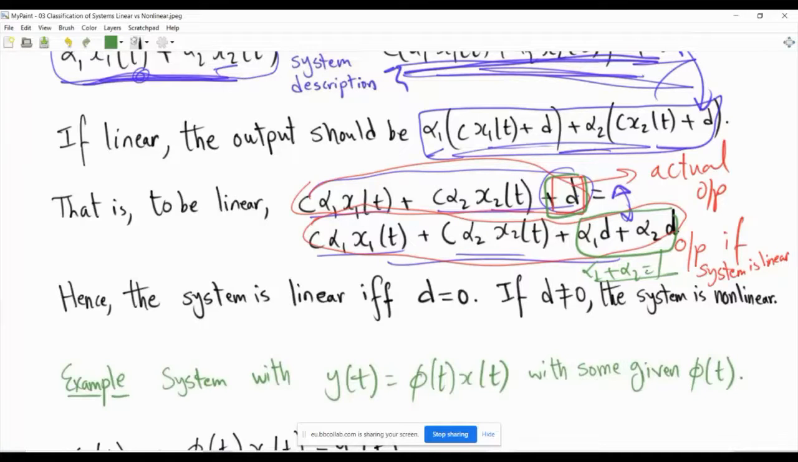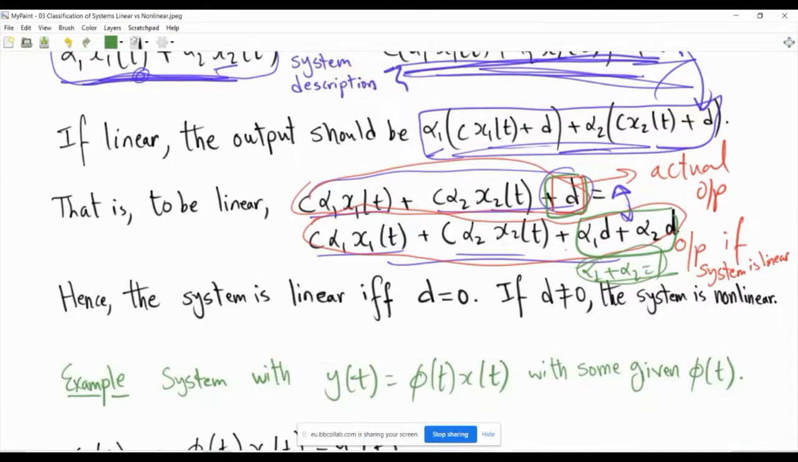If you make alpha 1 plus alpha 2 equals 1, you will get a D and a D, right? But again, you are constraining alpha 1 and alpha 2 to obey this equation, that their sum is 1. But the definition tells you that you should get equality between the actual output and the output that you expect from a linear system for all possible x1, x2, alpha 1, alpha 2.